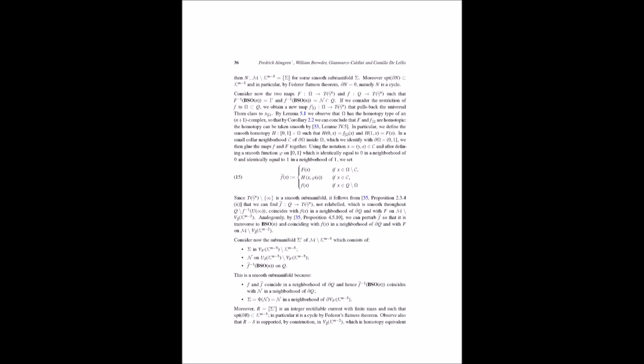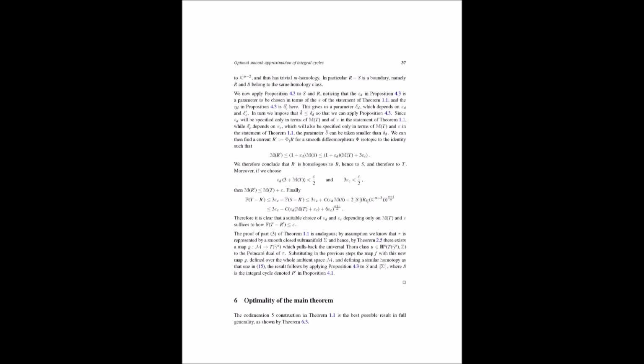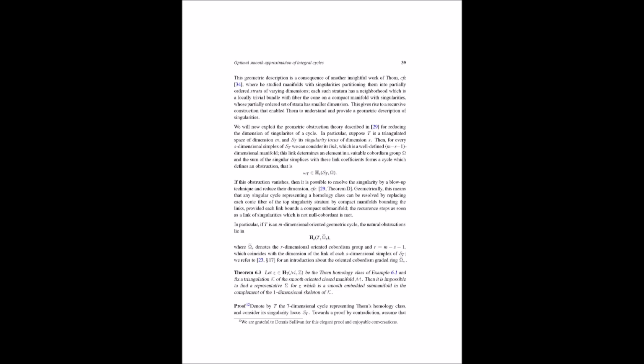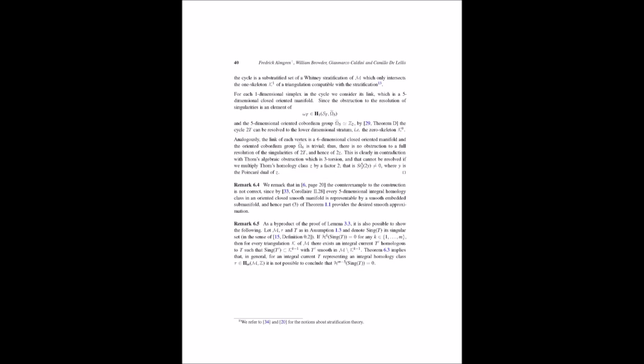Okay, let's dive into the details. What exactly is Thom's example, and how does it demonstrate this inherent limitation on smoothness? So Thom's example, which they present as example 6.1 on page 37, involves a specific 7-dimensional homology class in a 14-dimensional manifold. And what Thom showed, and what the authors highlight here, is that this particular homology class cannot be represented by a smooth submanifold.